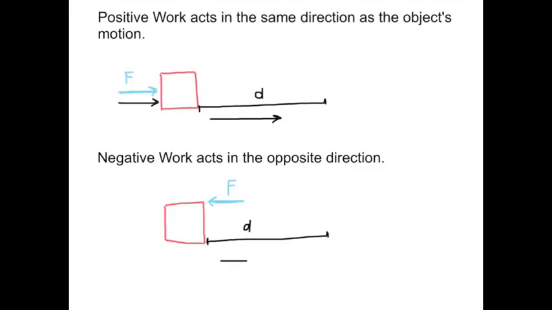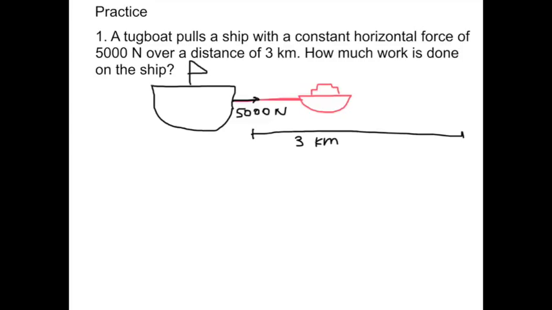Here we have an object that's still moving this way. However, in this case, the force is pushing backwards. This would cause the object to slow down, or perhaps eventually turn around and start moving in the other direction. Now let's try some practice problems.